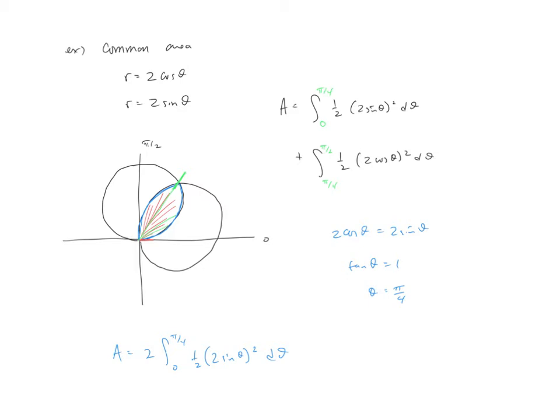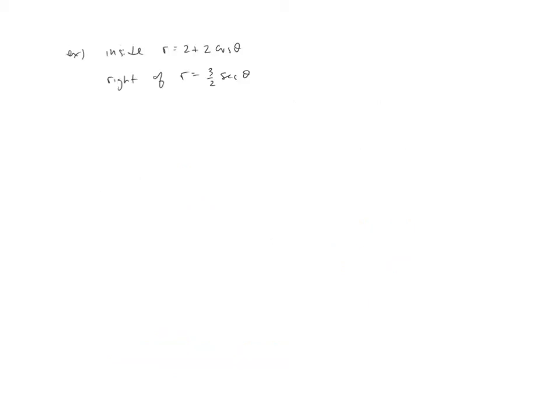All right, so for our next one, we're going to take a look at finding the polar area inside this guy, which is another cardioid, and then to the right of this, which happens to be a line. So if I sketch this up here now, my cardioid is going to look something like this. Once again, it's a cosine cardioid. So we know that it's going to be along the x, or horizontal, if you will.